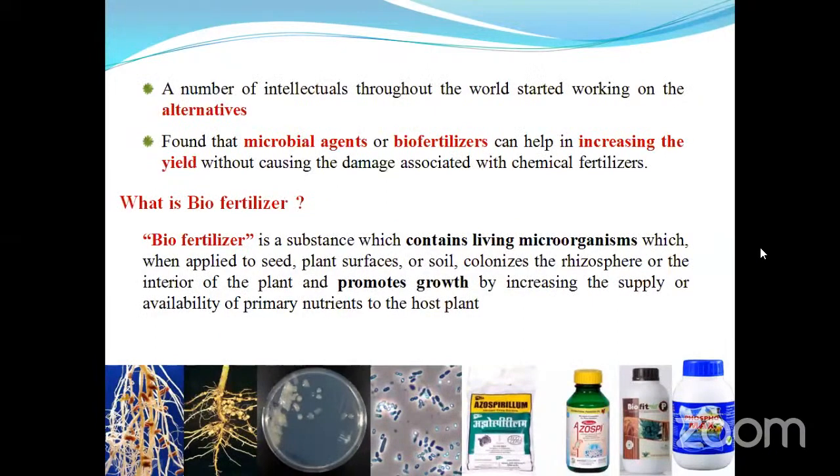So a number of intellectuals throughout the world started working on alternatives to sustain agriculture. They found that microbial agents or biofertilizers can help in increasing the yield without causing the damage associated with chemical fertilizers. So the question arises, what is a biofertilizer? A biofertilizer is a substance which contains living microorganisms which, when applied to seed, plant surface or soil, colonizes the rhizosphere region or the interior of the plant and promotes growth by increasing the supply and availability of primary nutrients to the host. Basically, biofertilizers are living microorganisms which we isolate from the soil and purify, then return to the rhizosphere or root zone, where they act as a nutrient supplier or nutrient manager. They convert the nutrients to a plant available form, which helps in plant uptake and growth.